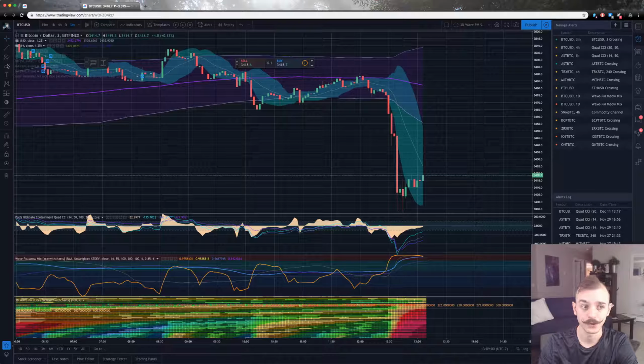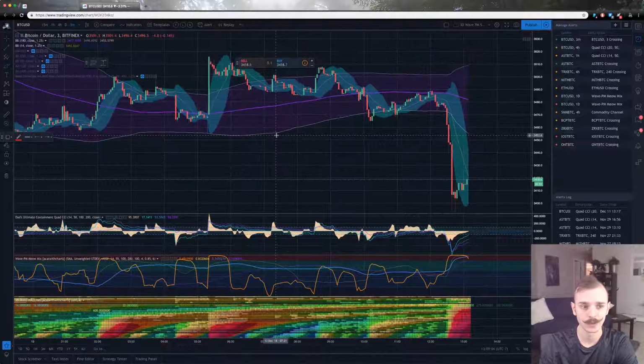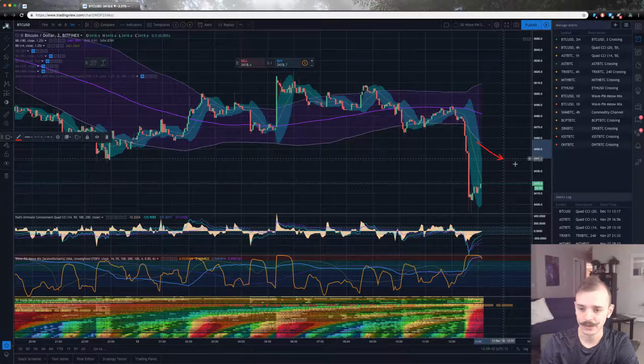Until then, yes, we can get a continuous downward move. This here is going to act as resistance or be the pivot. So that's what you should immediately be looking for.